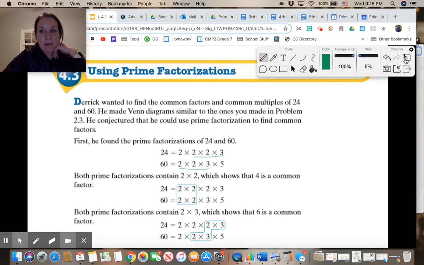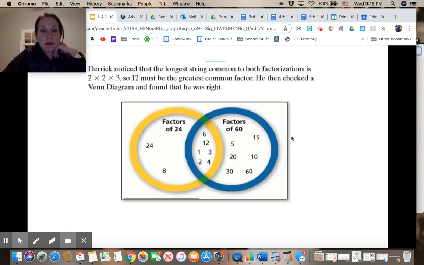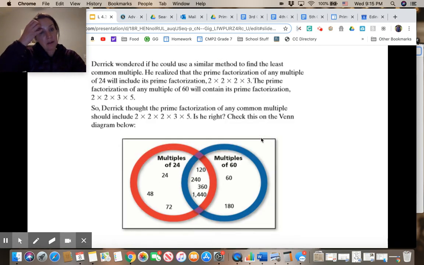So then their greatest common factor would be the answer to 2 by 2 by 3, which is 12. Right? And then he checked with his Venn diagram, and he was correct. Dirac wondered if he could use a similar method to find the least common multiple.